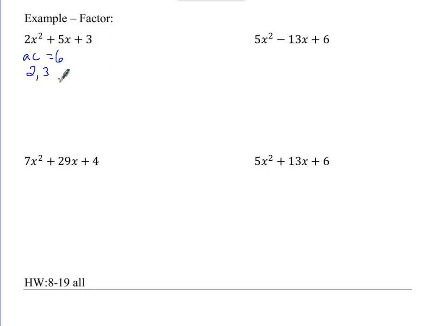Always check, double check your numbers. 2 times 3 is 6. 2 plus 3 is 5. You need to check those two numbers now, here, before you set up the box. Once you've checked those numbers, you know you're right up to here. Now you can set up the box. So you draw in your box.